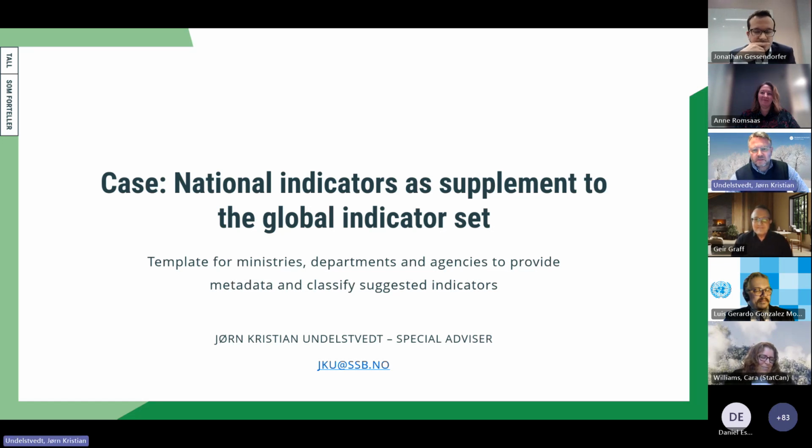I will present Statistics Norway's experiences from using the taxonomy in a project aimed at establishing a national indicator framework for Norway as a supplement to the UN set of global indicators. The project has run over the past 2 years with funding from the coordinating ministry and is to be completed this semester.